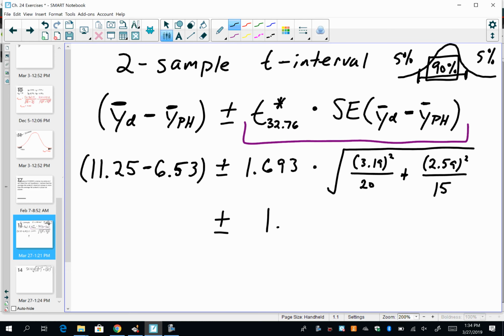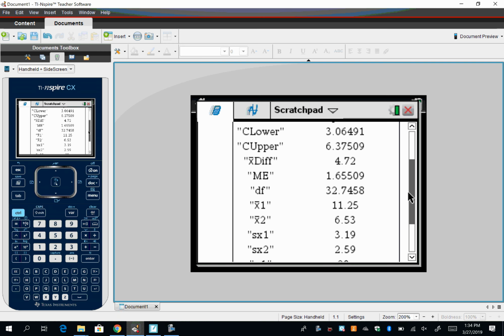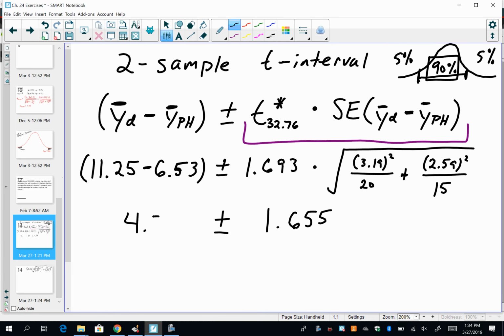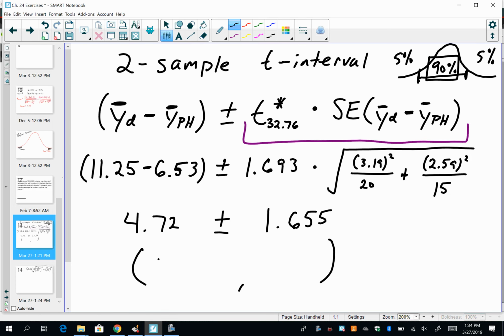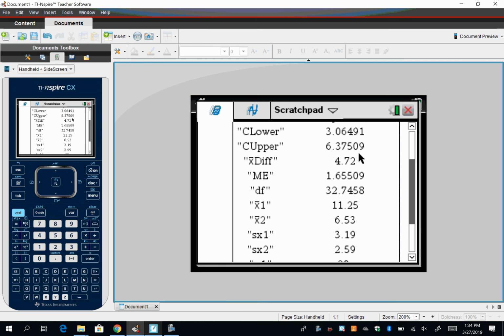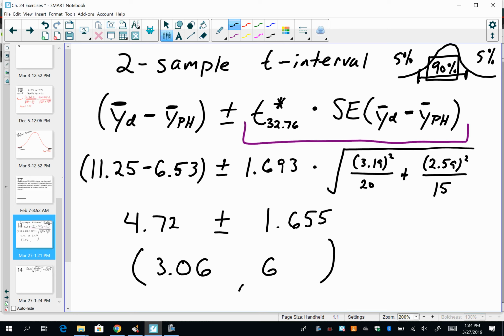So that's 1.655. Does it subtract for you? I'm sure it does, right? Yeah, the difference. You see this X bar difference, 4.72. Thank you for doing all the work for me. And then finally, my lower and upper numbers are 3.06 and 6.38. Okay.